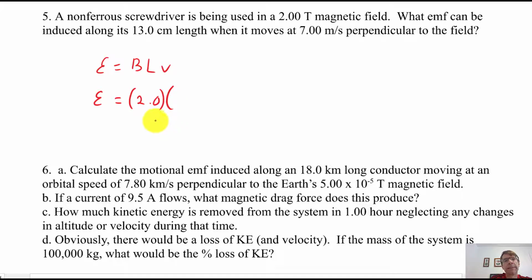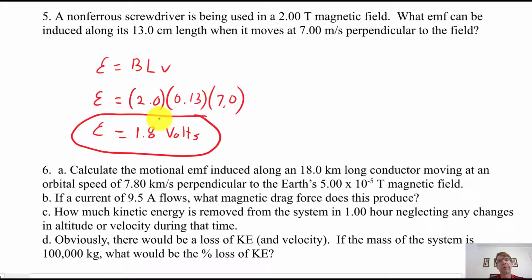Times the length of the screwdriver as it cuts through the magnetic field. We're assuming it's perpendicular. It tells you it's perpendicular. Once again, all these problems for now, we get the maximum effect. We're using a perpendicular orientation. For all of these, you would get less effect if you don't have it perpendicular. And it says the length is 0.13 meters, and the velocity is 7.00. So that's just a straight plug in, 1.8 volts.